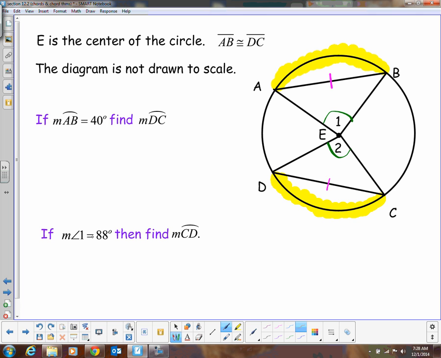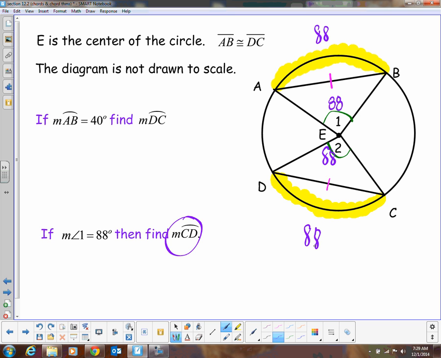All right, so now measure of angle 1 is 88. If I know this is 88, what do I know about this arc? What is it? Sydney? 88. And if this arc is 88, what is this, Kayla Epps? 88, because we got congruent chords, we got congruent arcs. And if this is 88, what is this, Kayla? 88. So I have asked you for the measure of CD.